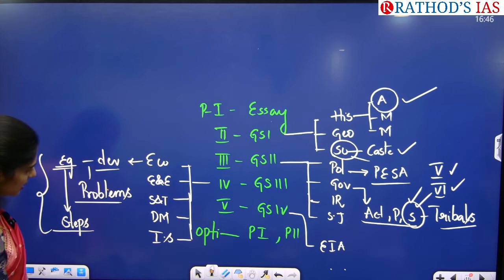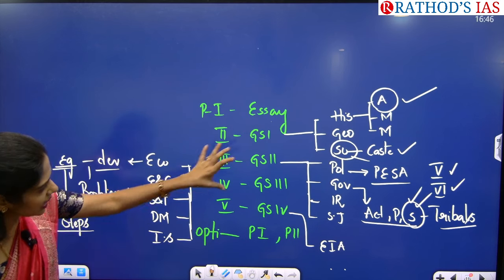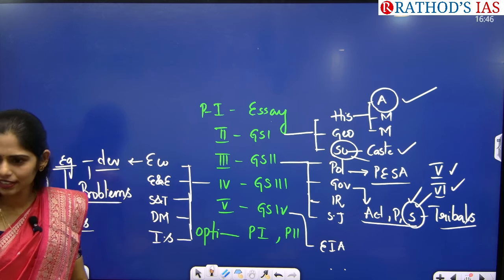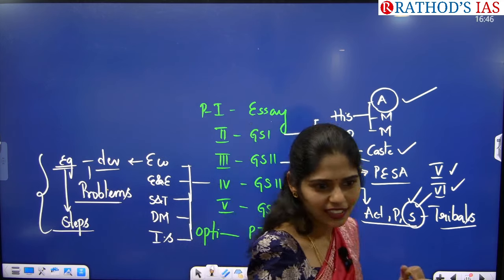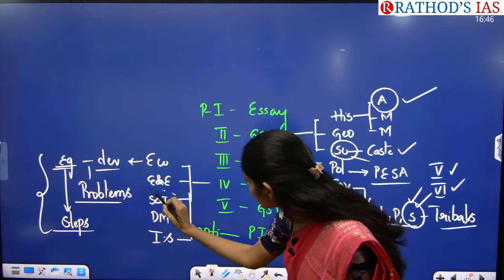Okay, and next one here is, that's it. So in these areas, there is overlap with your GS. You will be studying the history part, you will be studying the society part, and here we have science and technology, right?